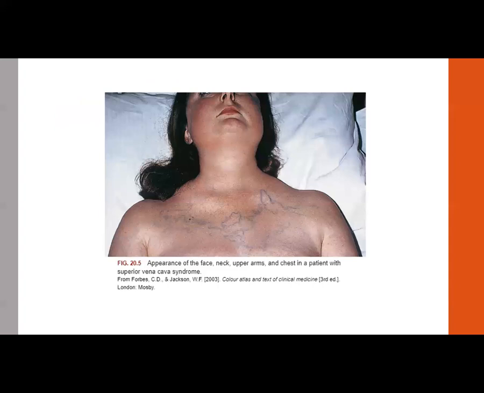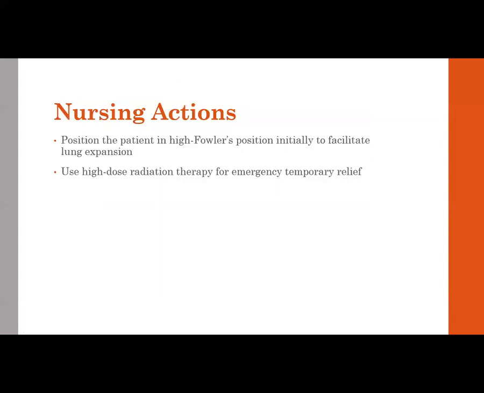And here you can see the appearance of the face, neck, upper arms, and chest in a patient with superior vena cava syndrome. She's got all that edema pressing through here. As a nurse, you want to position the patient in high Fowler's position initially to facilitate lung expansion, and use high dose radiation therapy for emergency temporary relief.